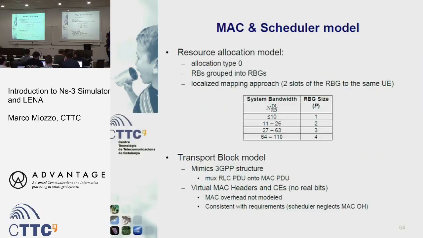So from the scheduling perspective, as I told you before, the resource allocation unit is the resource block. We use allocation type 0, in which resource blocks are grouped in resource block groups according to this mapping. And we consider the transport block model like in the 3GPP structure, so the multiplexing of RLC PDUs into MAC PDUs.